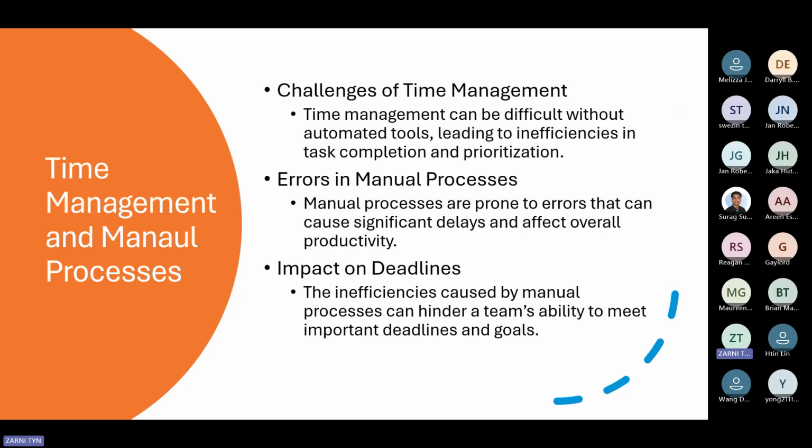Final is the impact on deadlines. Most people know this: our quarterly, monthly, and yearly deadlines are our focus. Microsoft Copilot can save your time and your workflow. This is very important. The impact on deadlines is that the traditional way is affected by manual processes, which limit the team's ability to meet important deadlines and goals. This is a challenge for Microsoft.